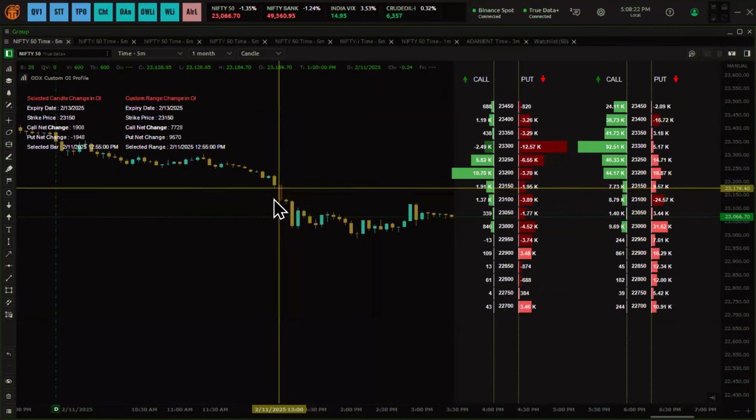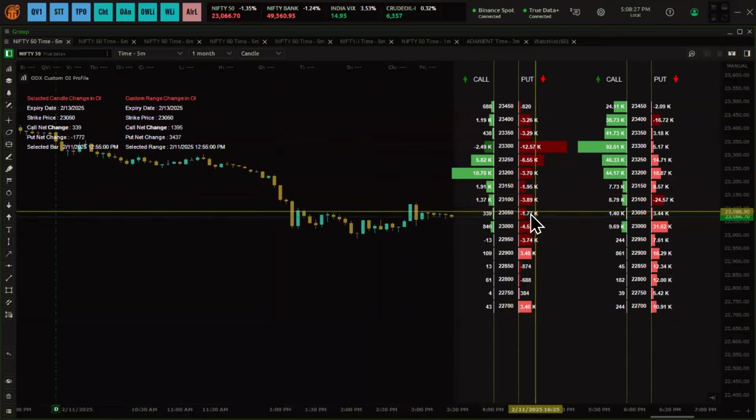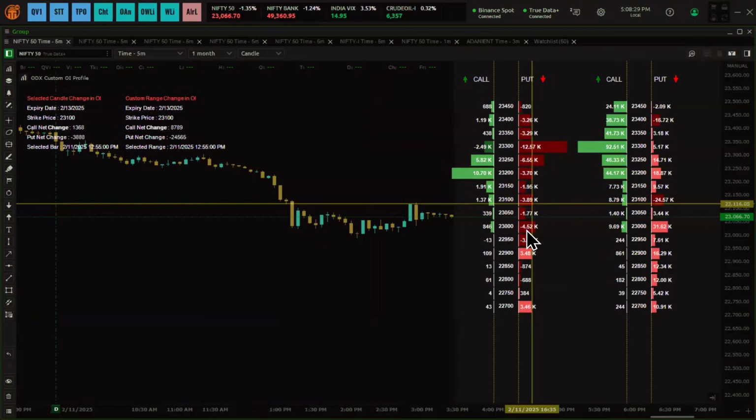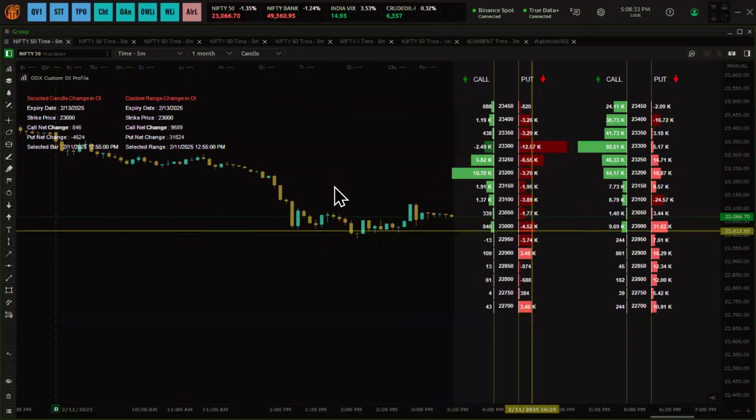So let us see some examples. When I click here, there's a lot of covering happening on the put. Why is covering happening? Obviously, writers want to run away. They are already expecting the market to fall, so they want to cover their positions.